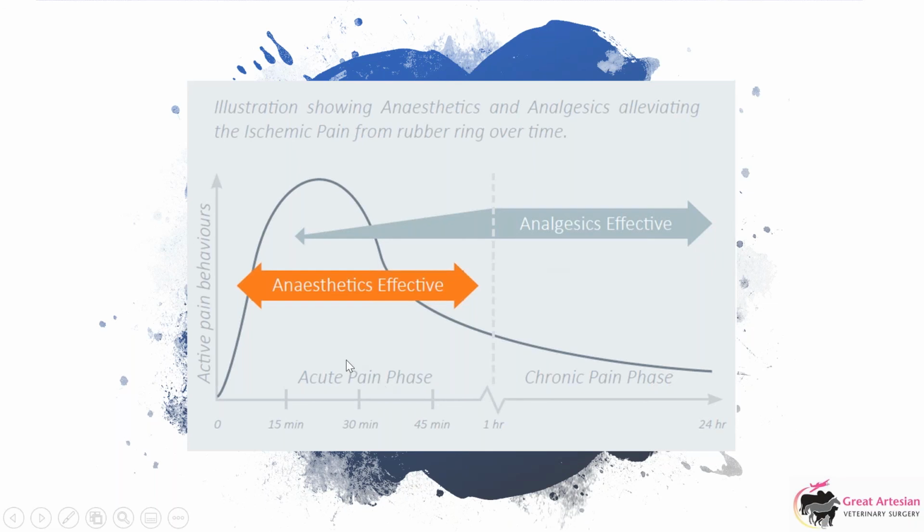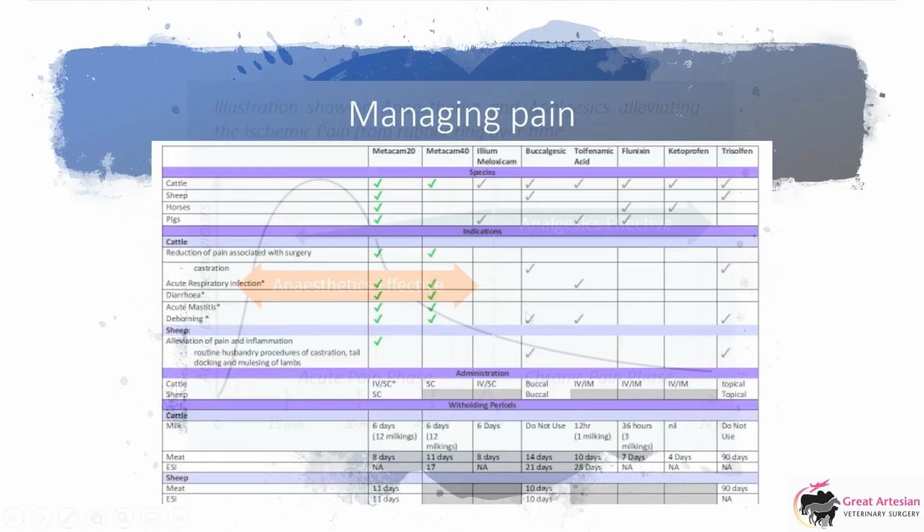As you can see from this chart, the gold standard for pain relief is to use both of these together, so that the initial pain reflex is blocked, so the calf doesn't feel the pain when he's castrated or dehorned, and then he doesn't suffer the wind-up effects later on.